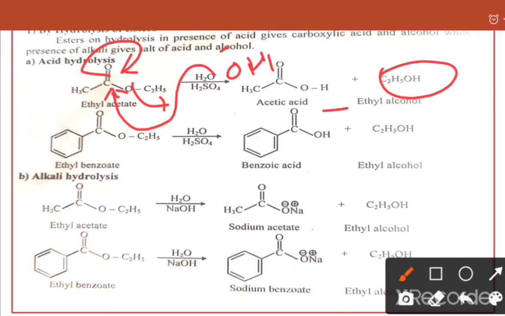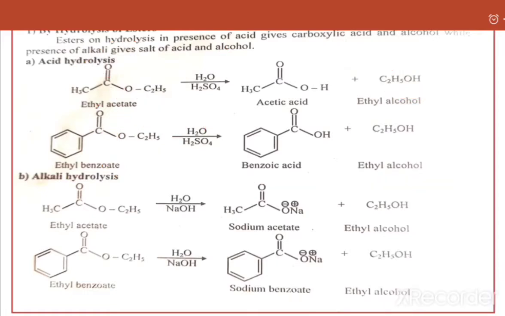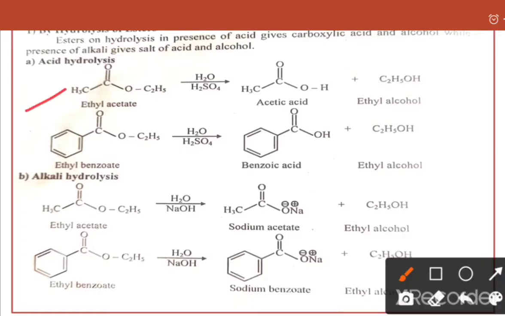In the second example, this is the structure of ethyl benzoate. Here again the OH minus from H2O directly attacks this carbonyl carbon, and again there is departure of OC2H5, and here we get benzoic acid plus ethyl alcohol. That means benzoic acid is the product and ethyl alcohol is a byproduct. Friends, here we have to remember that in acid hydrolysis, the ester undergoes hydrolysis and we get the acid. Now the next, alkali hydrolysis.